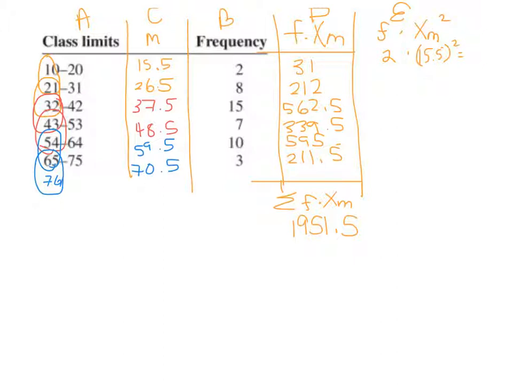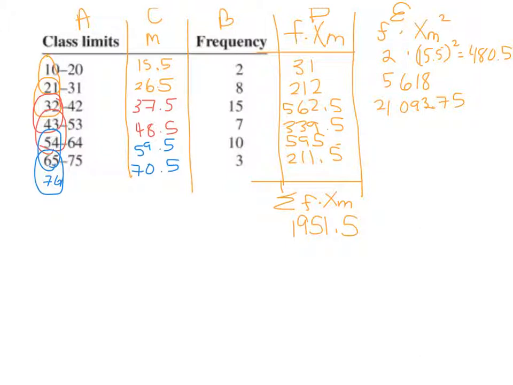So I'm going to take 15.5 squared and times that by 2. I should get 480.5. Now I'm going to do that over and over again. 26.5 squared. But this time I'm going to times it by 8. And I'm going to get 5,618. 37.5 squared. This time I'm going to times it by 15. 21,093.75.